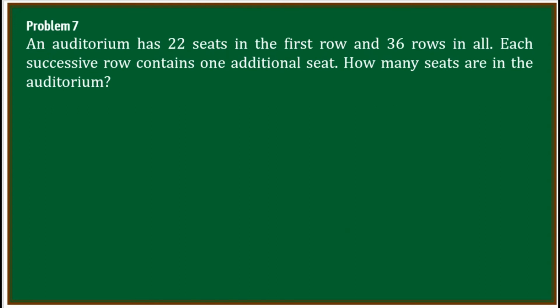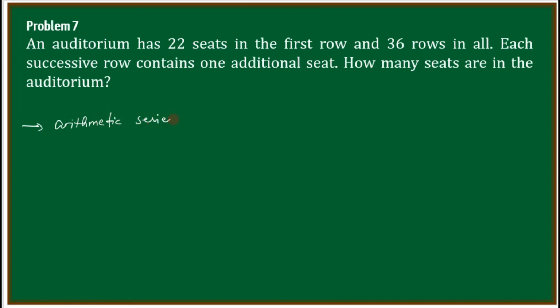An auditorium has 22 seats in the first row and 36 rows in all. Each successive row contains one additional seat. How many seats are in the auditorium? So, ang hinahanap ay yung total number of seats. May given na 36 rows at ang first row ay mayroong 22 seats. Then, nadadagdagan kada row ng 1 seat. So, kitang-kita, since nag-a-add ka, may common difference kang 1. So, therefore, arithmetic siya. Arithmetic series. So, arithmetic series yan.